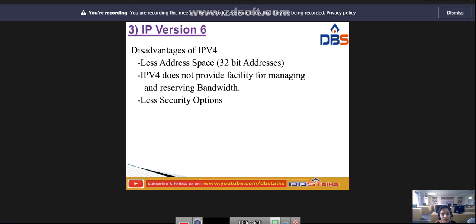IPv4 does not provide managing and reserving bandwidth, and no security at the network layer. The growth of TCP and IP usage into new areas will result in a rapid growth in demand for unique IP addresses. Options are used for network testing and debugging.